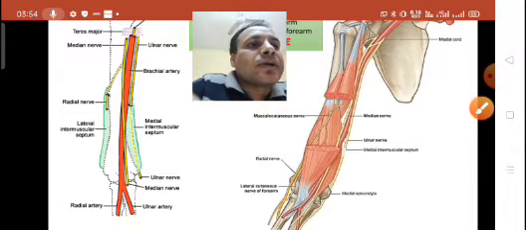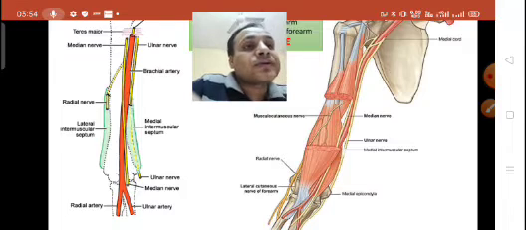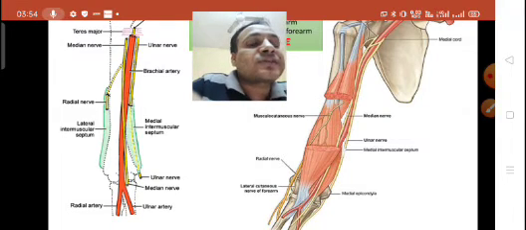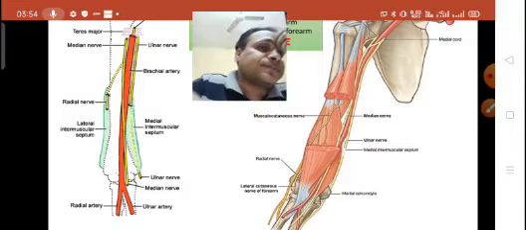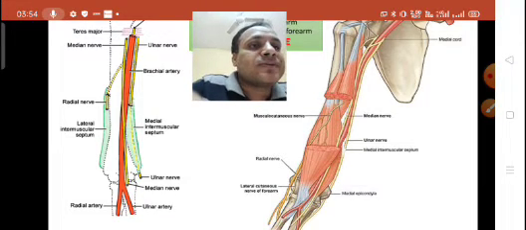Okay, the median nerve is formed by the two roots. The lateral root carries the C5, C6, C7 fibers and the medial root carries the C8 and T1 fibers. That means the root value of the median nerve is C5, C6, C7, C8 and T1.